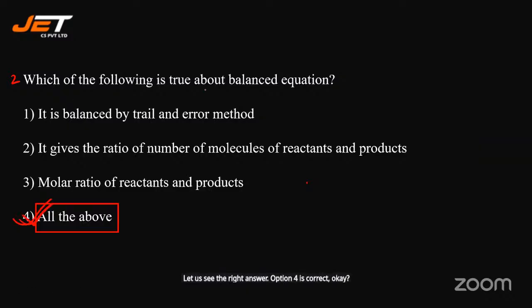So what is true about a balanced equation? We can balance it by trial and error method. That is what we are doing, no?